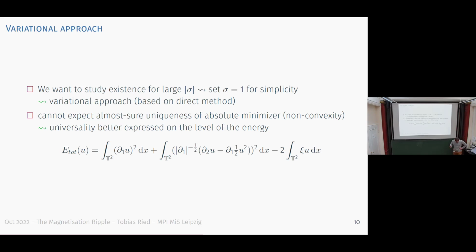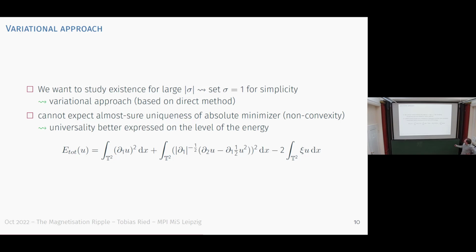Okay, so as I said before, we want to do this in a regime where we're not in a small noise regime. So let me forget about the sigma parameter and just set it to 1 for simplicity. And now since the energy functional is non-convex, and since we don't expect minimisers to be unique, it's a much better idea to look at the problem on the level of the energy functional itself. And we want to study the universality in a variational approach based on the direct method, and express the universality at the level of the energy and not at the level of, say, the equation.